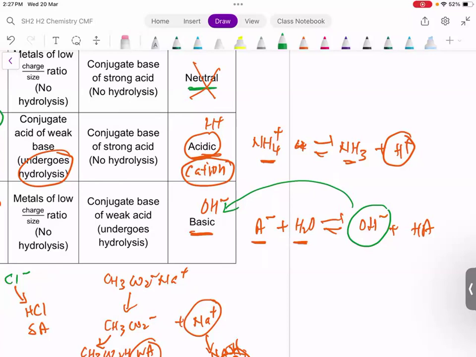Acidic just means that there's more H+ than OH- in the water. They coexist because it's in aqueous medium.